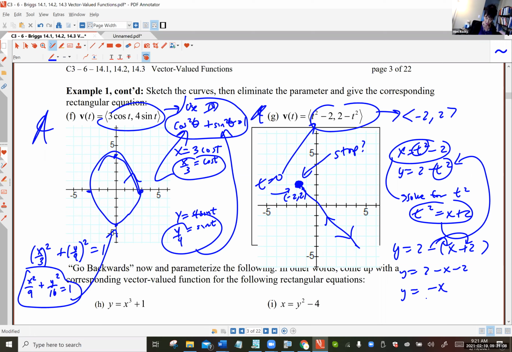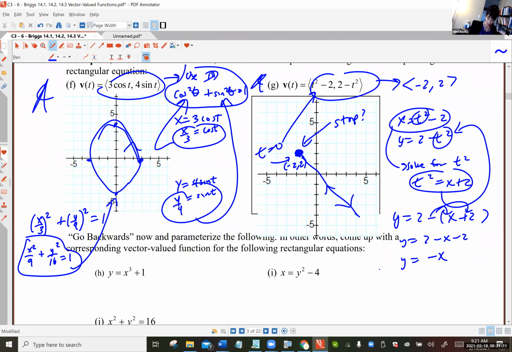Now, here's the problem though. That is a single rectangular equation because we eliminated the parameter, but the graph of y equals -x is an entire line. It's the entire diagonal line, and I don't want the entire diagonal line. I only want this part of it where it's cut, basically. So I have to add a comma and say, as long as x is greater than or equal to -2, I'm restricting the domain. Now the graph will match the graph of the vector valued function when I add this extra restriction on the domain. And I'm done with that.